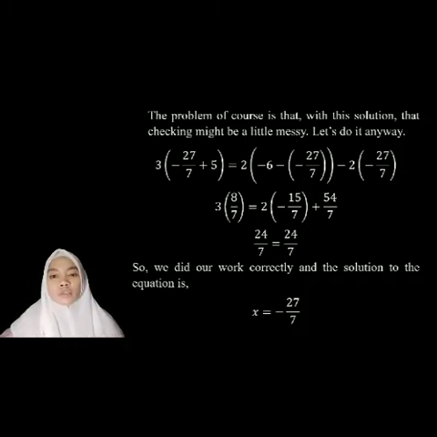So 24/7 = 24/7. So we did our work correctly, and the solution to the equation is x = -27/7.